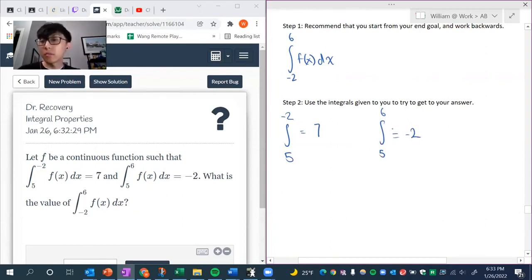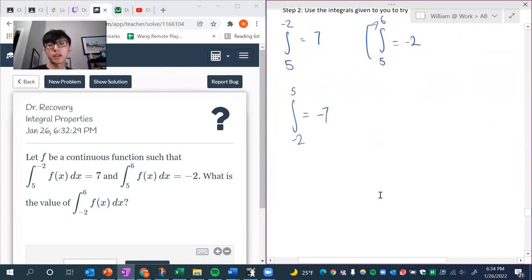Excellent. So basically, if you take a look at this, I have my integral from 5 to 6. What I really want is my integral from negative 2 to 6. Right? So what am I missing? I'm missing the part that's from negative 2 to 5. Well, luckily I have something that looks super similar to that, right? I have my integral from 5 to negative 2. Well, in order to get my integral from instead negative 2 to 5, all I need to do is flip it, and when I flip it, I'm going to get negative 7 instead of positive 7.